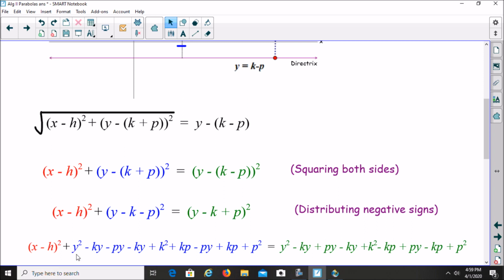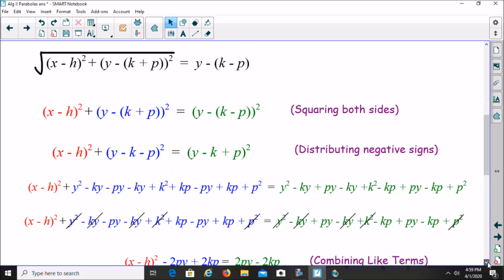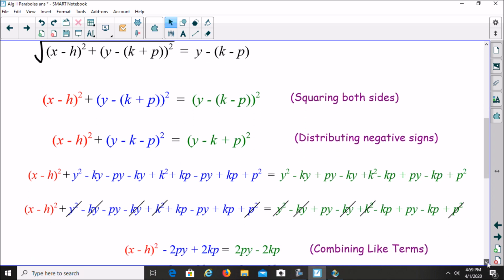You'll notice several terms on either side of this equation that are the same, so therefore they can cancel out. Specifically, 5 terms on the left-hand side will cancel 5 terms on the right-hand side. We can then combine the like terms. So I have a minus py here and another minus py here, so that makes it minus 2py. I have a kp here and another kp here, so I get 2kp. I've done the same on the right-hand side. This minus 2py and this positive 2py do not cancel.